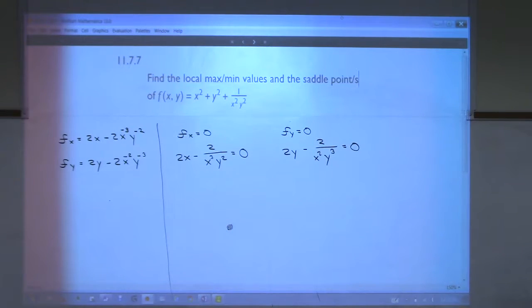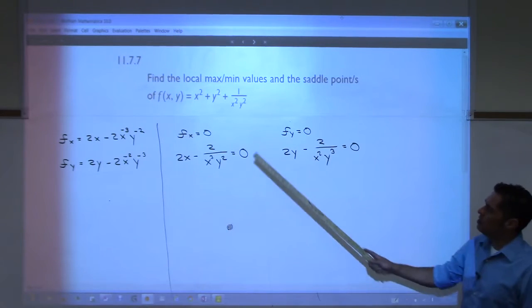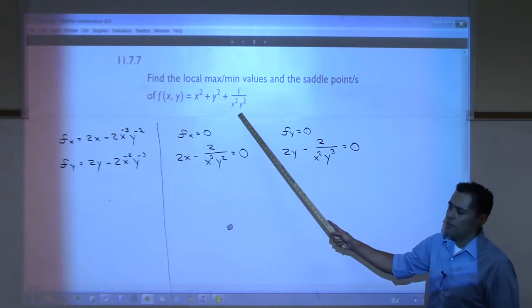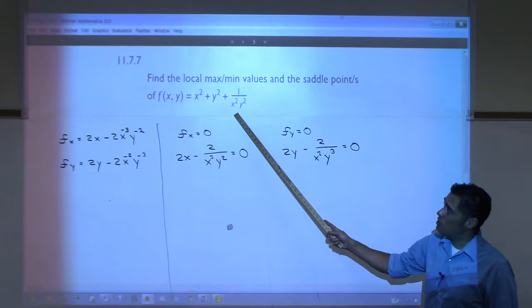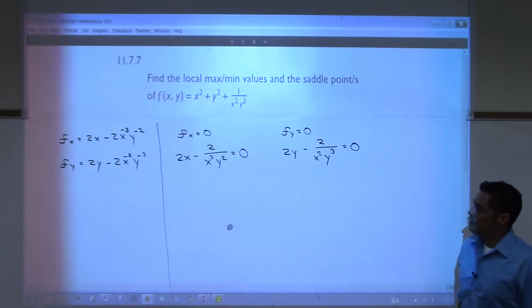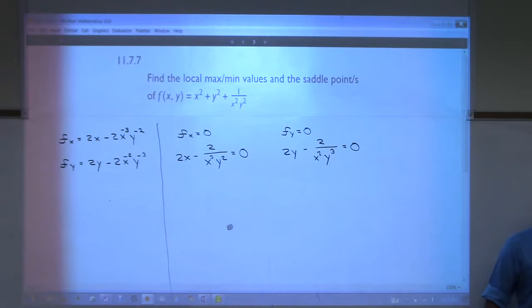X and y both cannot be equal to 0. I agree with that, but that doesn't make it a critical number because 0, 0 is not in the domain of the original function. You see the original function has something going on? Everyone agree? X cannot be 0 and y cannot be 0, else the function is not defined.